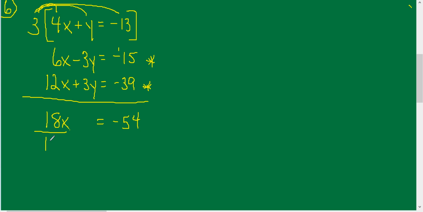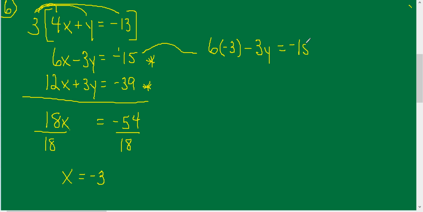Okay, divide both sides by 18. And x equals negative 3. Okay, so now we got to figure out what is y. Since I distributed the 3 over this top equation, I'm going to pick on this second one. And that's going to be what? 6 times negative 3 minus 3y equals negative 15. A lot of negatives going on here.